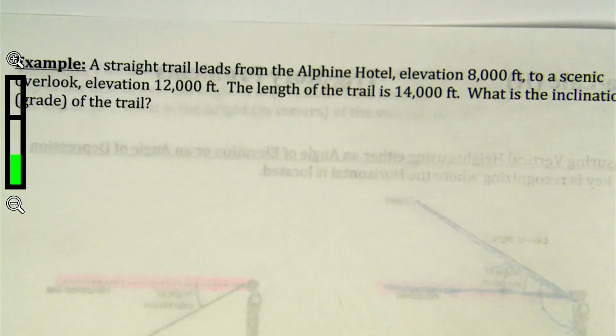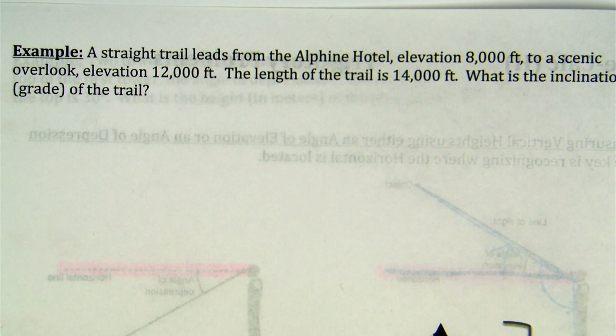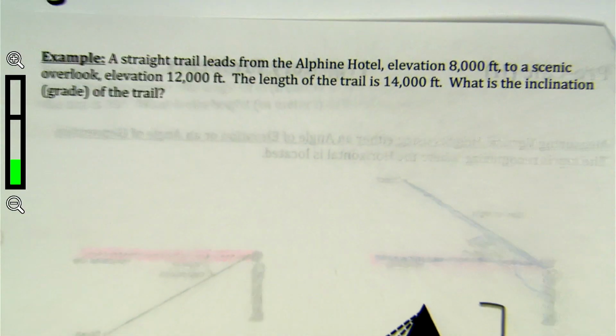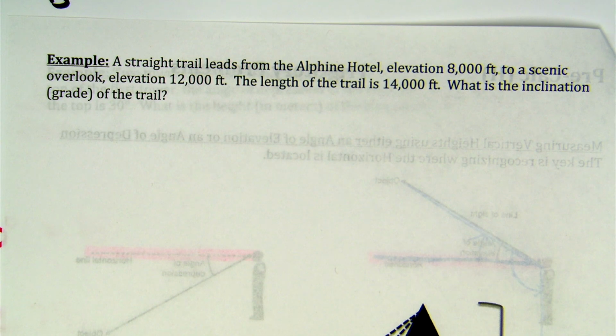A straight trail leads up to an alpine hotel, elevation 8,000 feet, to a scenic overlook that is at 12,000 feet. The length of the trail is 14. What is the inclination or grade of the trail? In other words, what's the angle of elevation? So attempt to draw a picture. I'll let you do that for a minute and see if you can come up with the right picture.